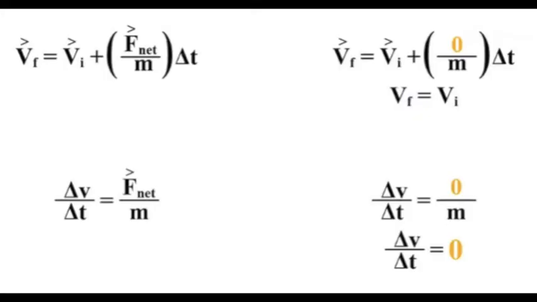Based off of the figure in the upper right section of this drawing, you can see that the net force is zero. Therefore, the quantity F net divided by m times delta t is zero. Finally, that means that your final velocity equals your initial velocity.